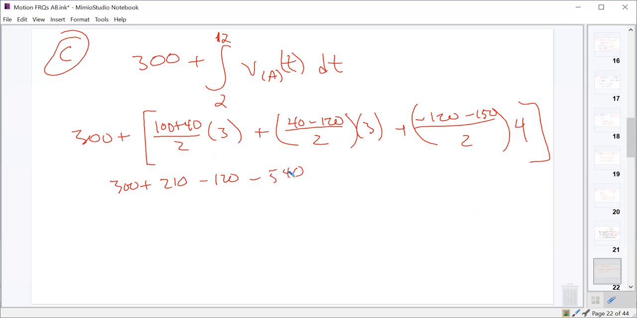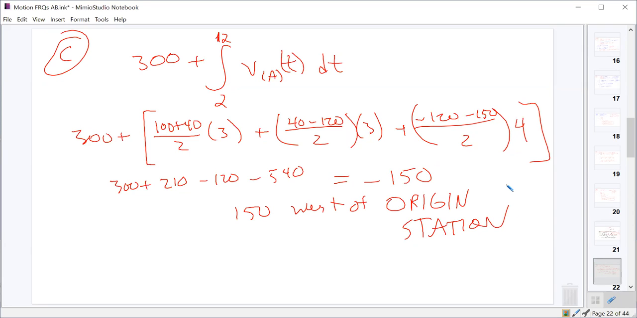Yeah. So what do we end up with? Negative 150 as our position. And we might say it's 150 meters west of origin station. Oh boy. Yeah, or you could say it's at a position of negative 150. It says it's approximately 150 meters west of origin station, is what the scoring guide says.